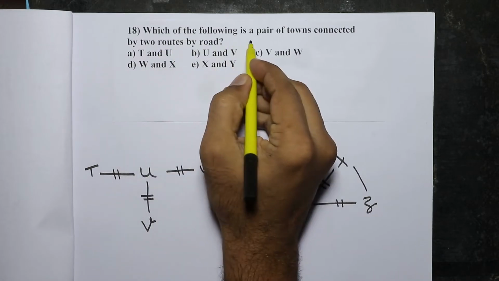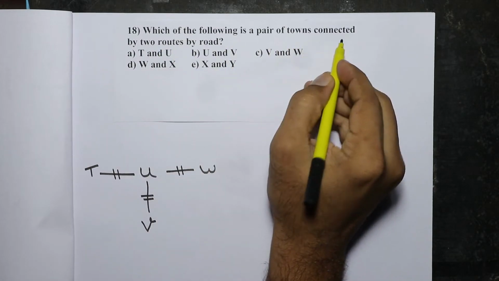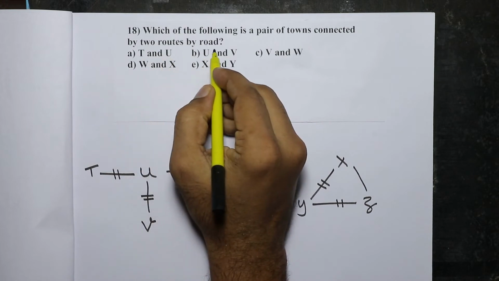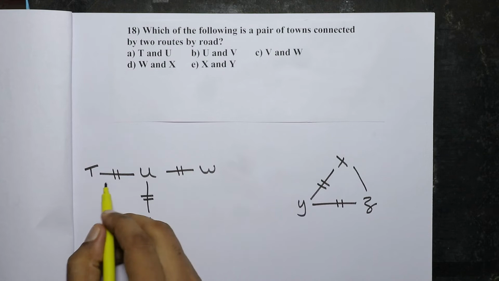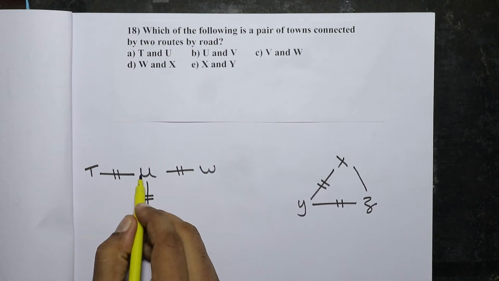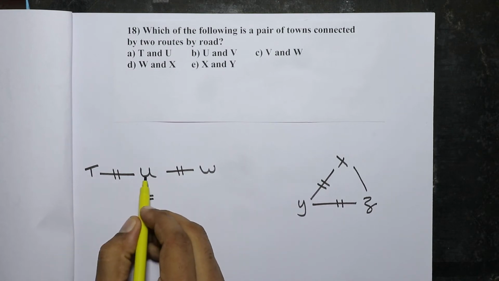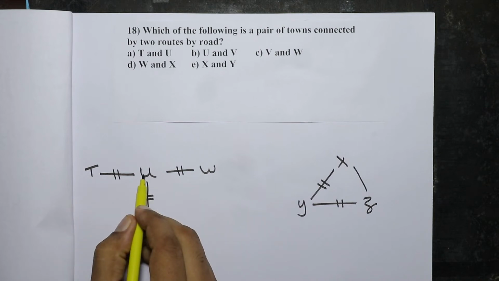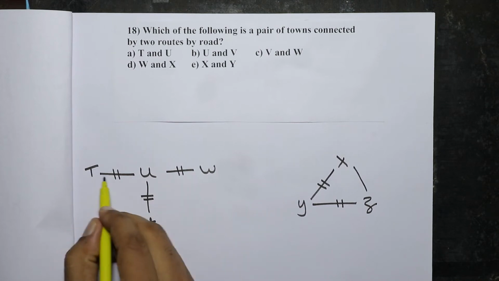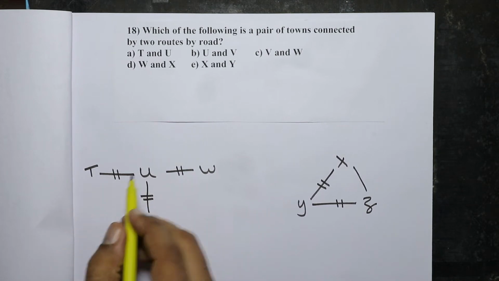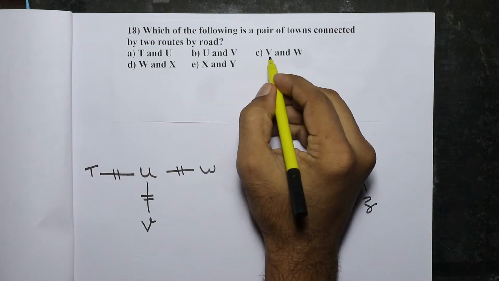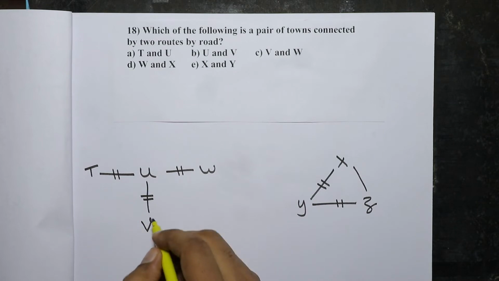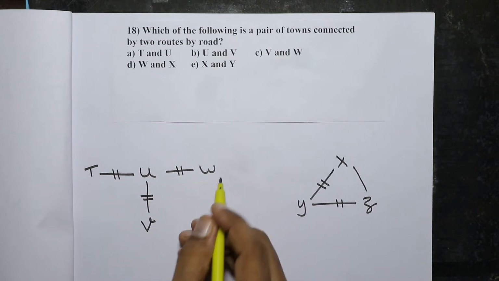Which of the following is a pair of towns connected by 2 routes by road? Let us look at the options. T and U, only one road is there. So you need to find 2 towns where from one town to the other town you can choose 2 roads. Here T to U, only one road is there. U and V, only one road. V and W, V to W, only one road is there.